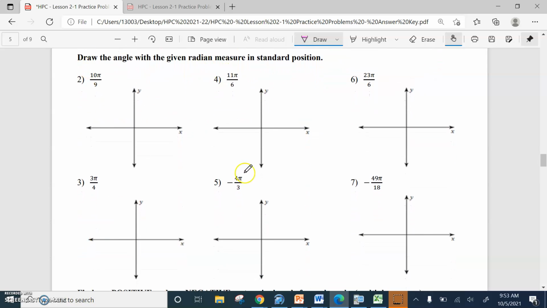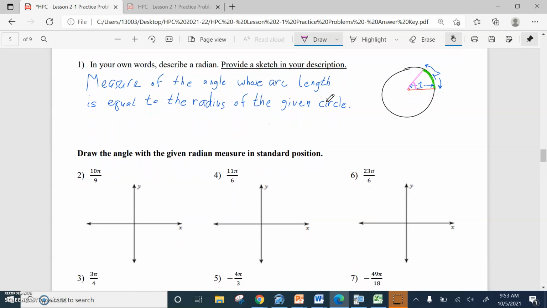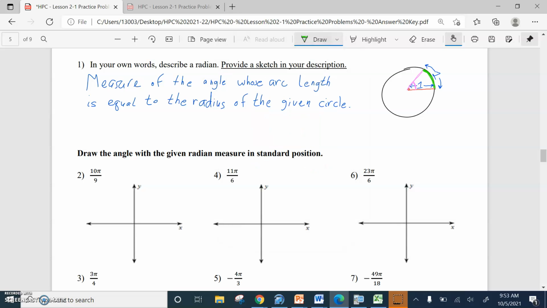Number 2, moving on. These go up and down, then up, down. So 2 is here, 3 is below it. All they're asking us to do is draw the angle with a given radian measure in the standard position. The thing to note about radians is that if you were to continue drawing these, let me draw this green guy here. If I were to continue drawing another arc length, there's another one here, another one here, and then another one here, and then we just keep going all the way around the circle, right?